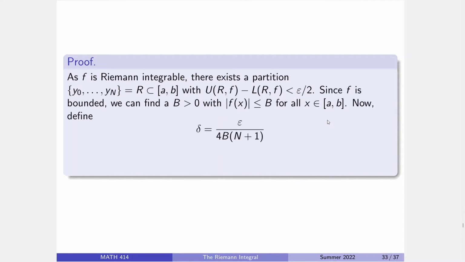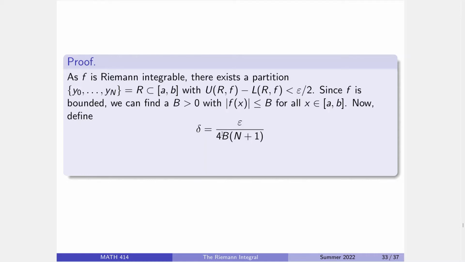Alright, now for the crazy. Let delta equal this: epsilon over 4 times b times (N plus 1). Sure, why not? Obviously you picked this. And going into it, maybe it might be a little like, yeah, okay, sure.